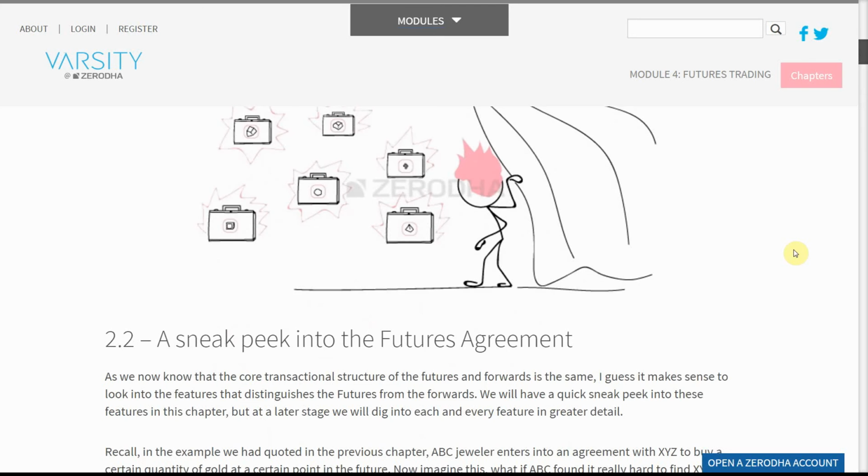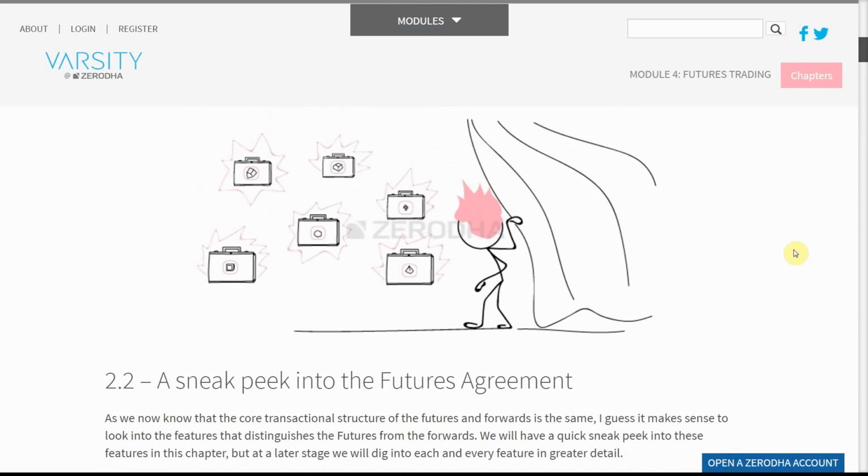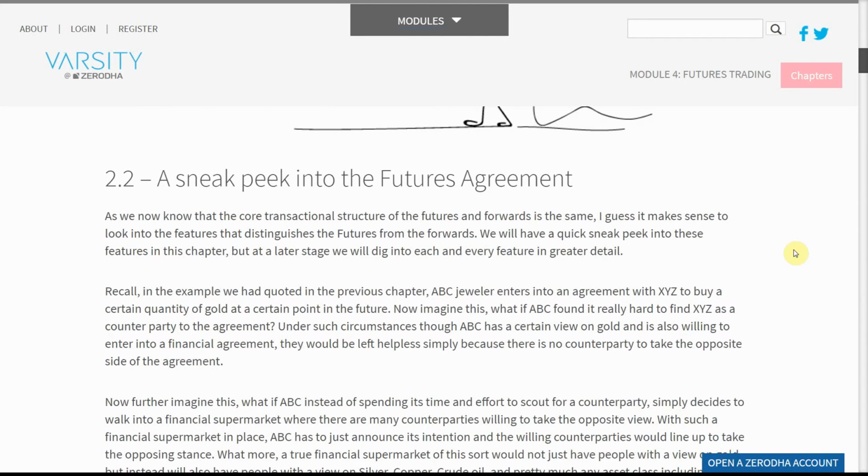2.2a Sneak peek into the futures agreement. As we now know that the core transactional structure of the futures and forwards is the same, I guess it makes sense to look into the features that distinguish the futures from the forwards. We will have a quick sneak peek into these features in this chapter, but at a later stage we will dig into each and every feature in greater detail.